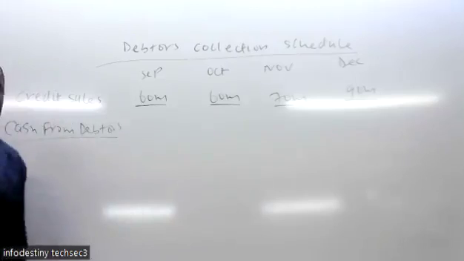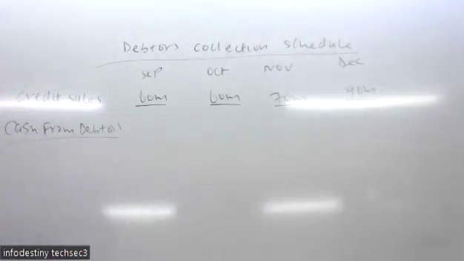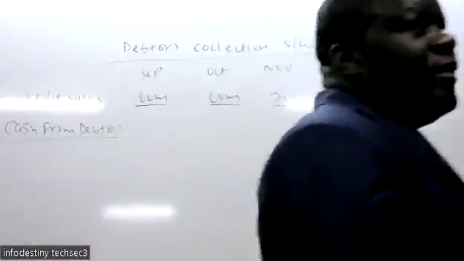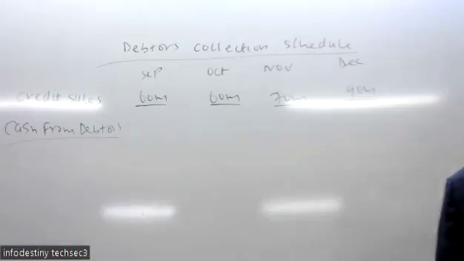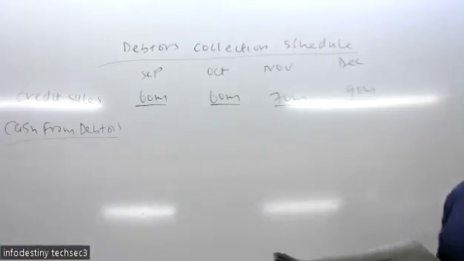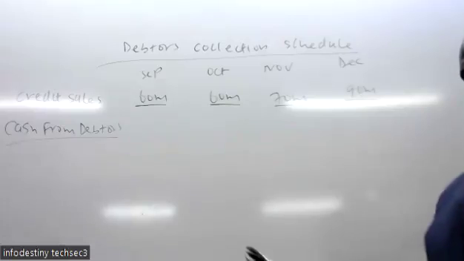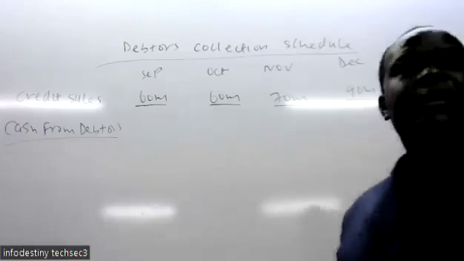Now come up with the cash from the debtors. So how do they collect the cash from the debtors? I want to see how to collect cash from the debtors. So you can see in that paragraph, a half of the debtors are expected to pay within the month of sales and are also expected to claim a discount of 2%.